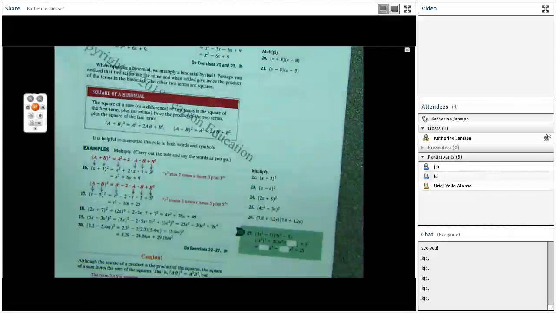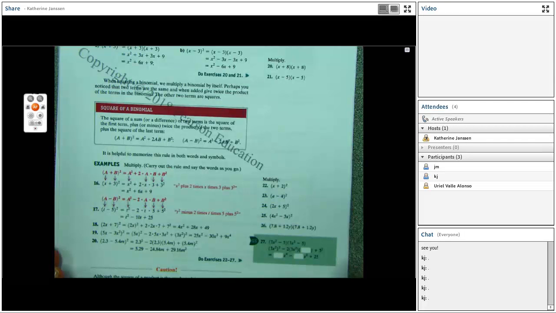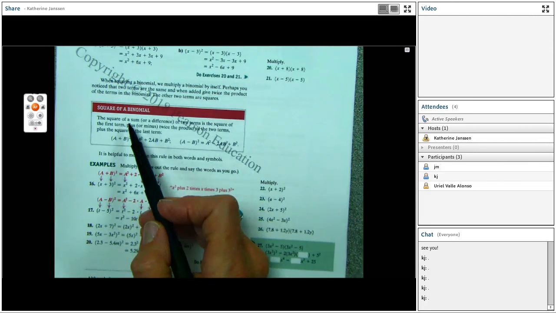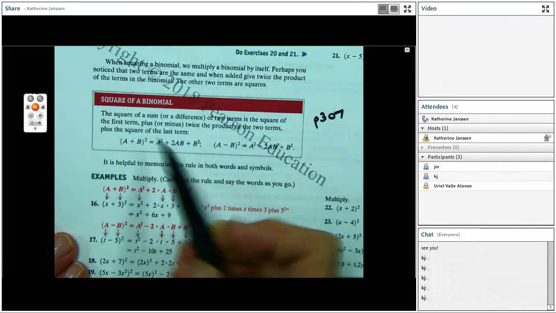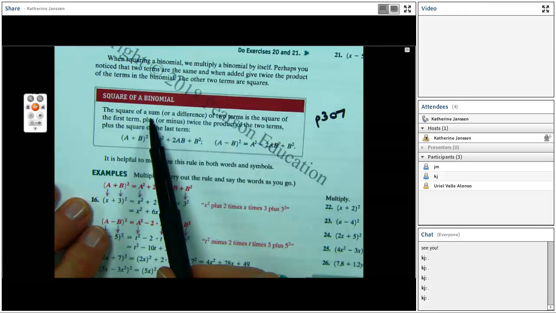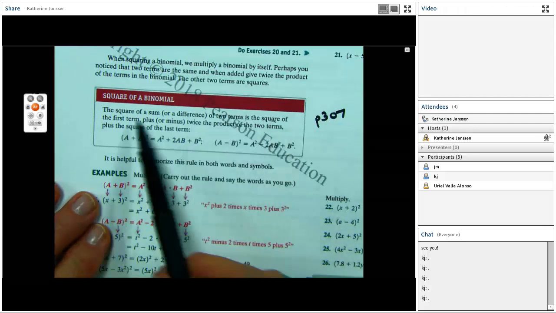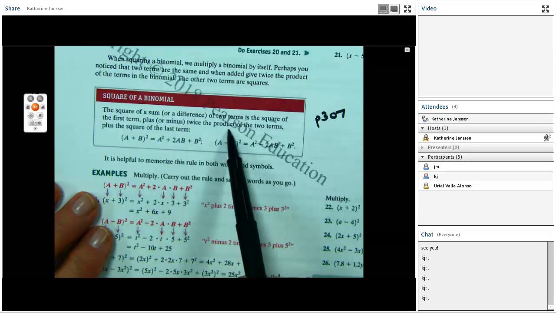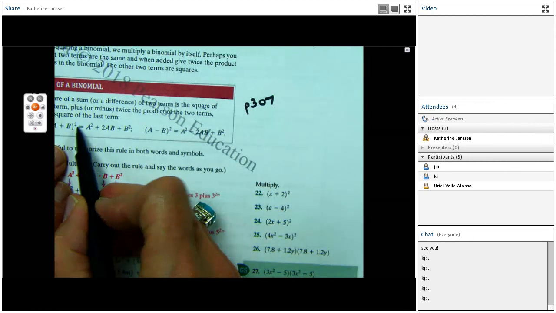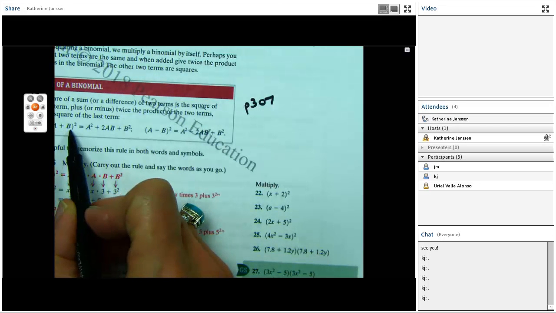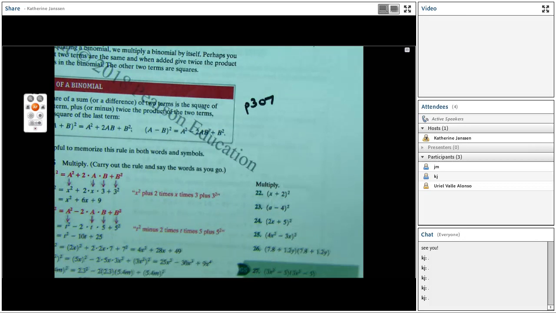Increasing our knowledge regarding special product rules for binomials. On page 307. Square of a binomial. The square of a sum or a difference of two terms is the square of the first term plus or minus twice the product of the two terms and the square of the last term. So let's look at the square of a sum. This is a binomial times itself twice. A plus B, the quantity, times A plus B, the quantity would be A plus B, the quantity squared.